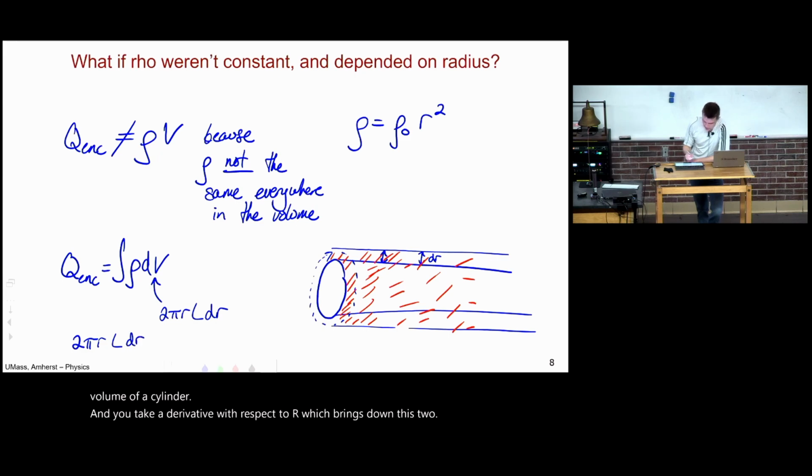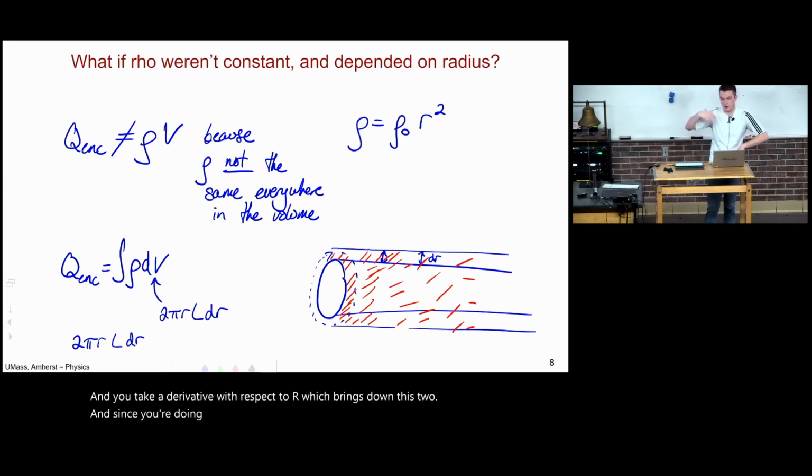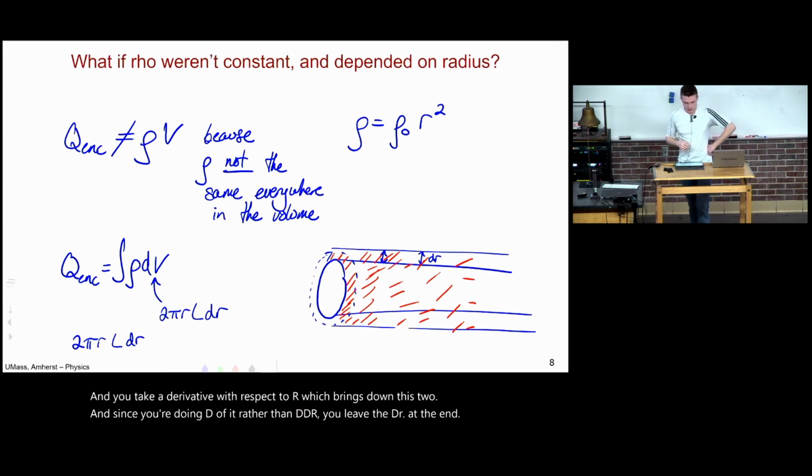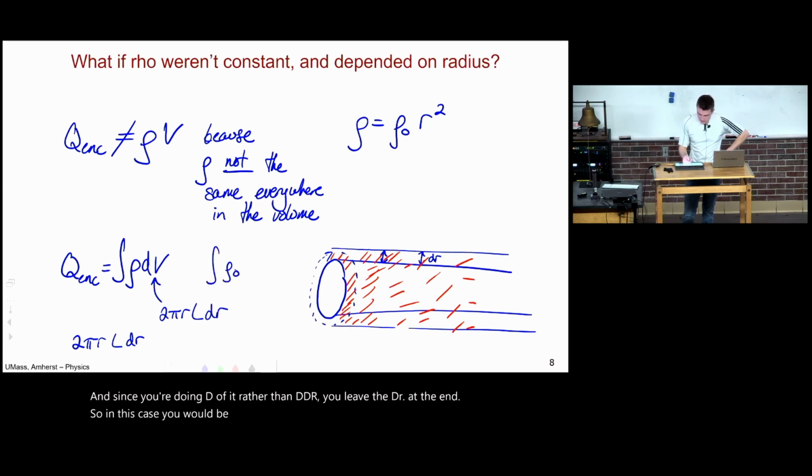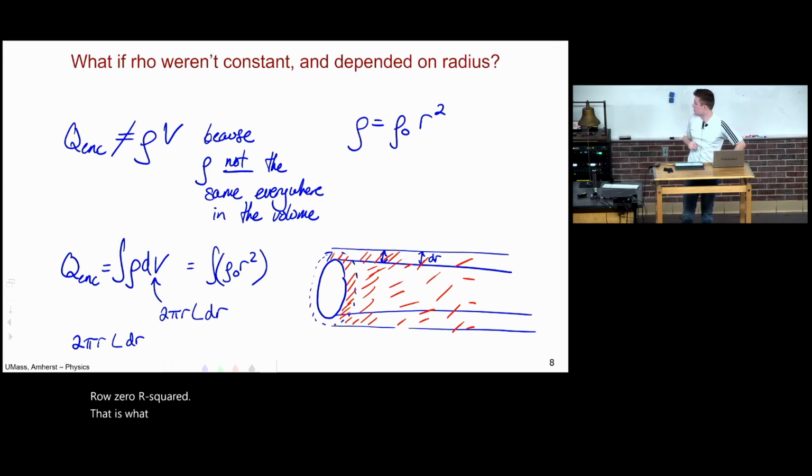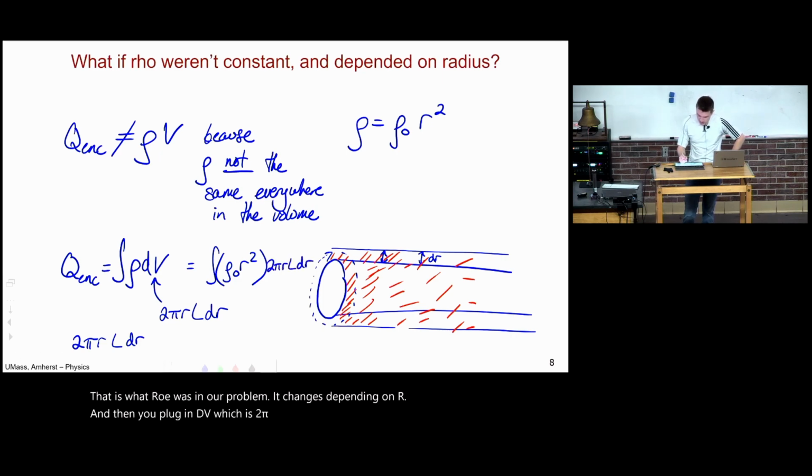And since you're doing d of it rather than d dr, you leave the dr at the end. Okay, so in this case, you would be integrating rho 0 r squared. That is what rho was in our problem. It changes depending on r. And then you plug in dv, which is 2 pi r L dr. So you would be integrating r cubed dr to solve the problem.